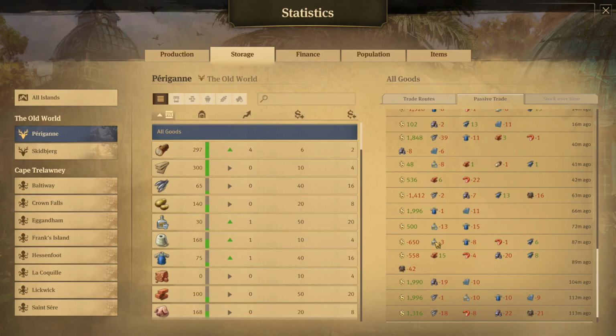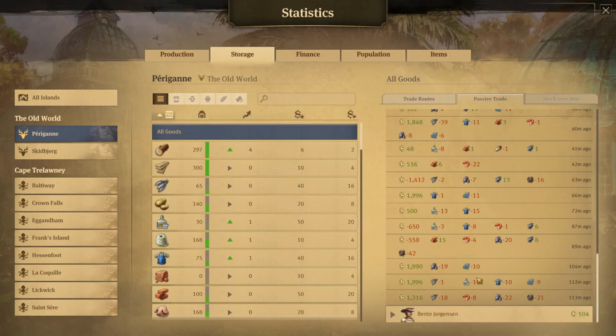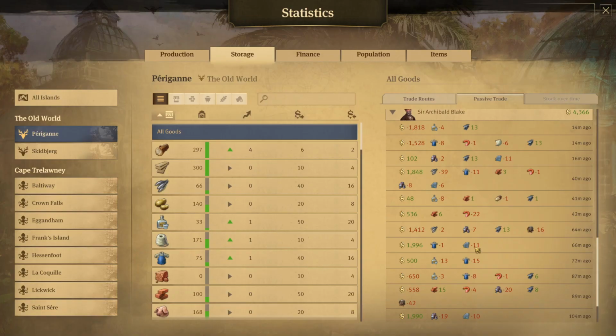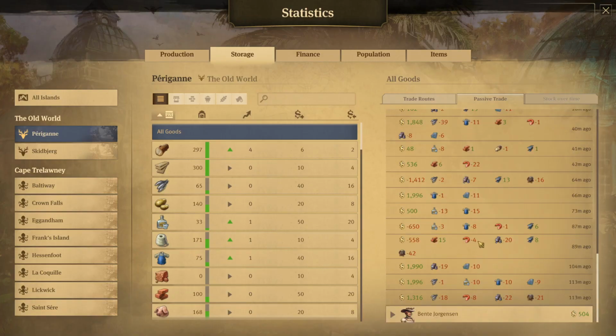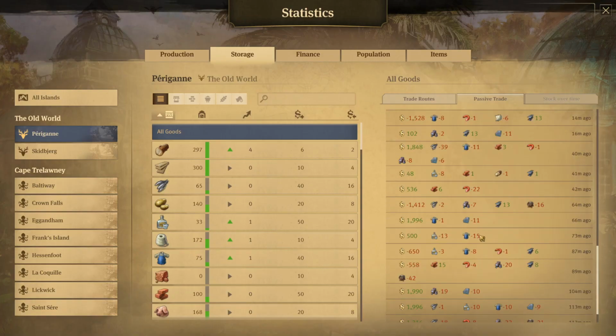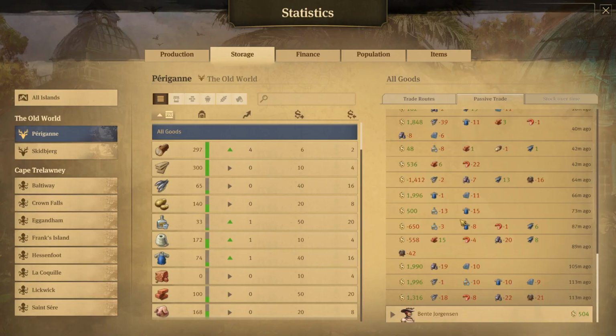So the downsides of that, they're not going to buy a lot of your high tier goods. As you can see right here, Archie bought a fish, some schnapps, some work clothes, and some glass for 1996. Right here, he actually got some rum or sausages and fish for 1316. So you're starting to see the problem here. We cannot produce enough goods. The AI will not purchase enough of our goods that we're producing because it has a cap.